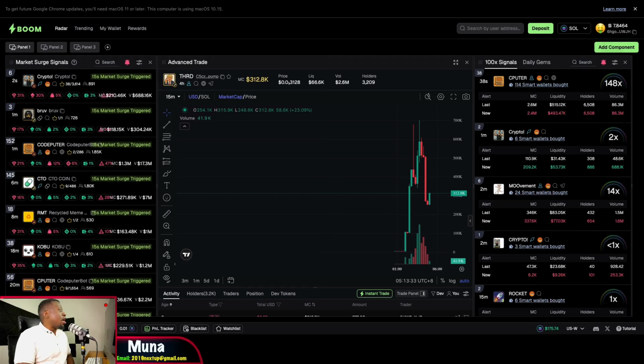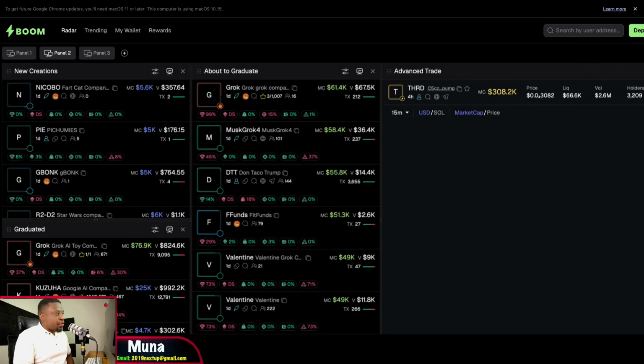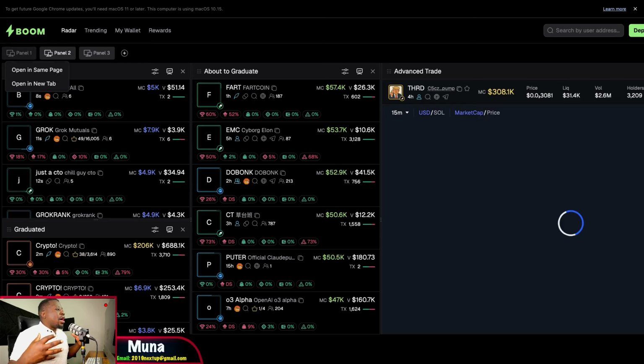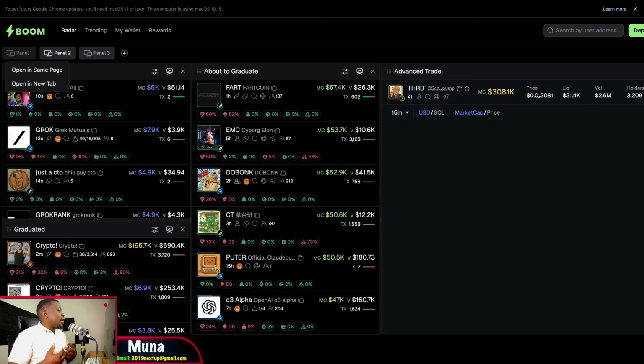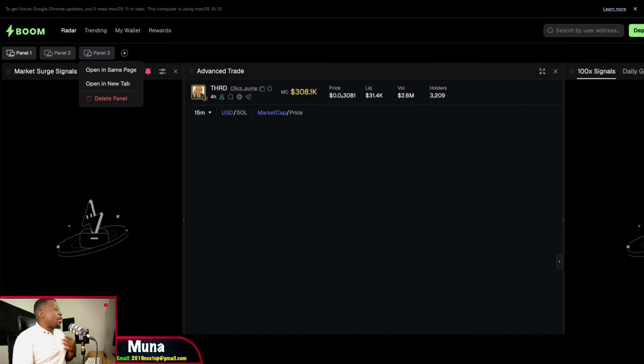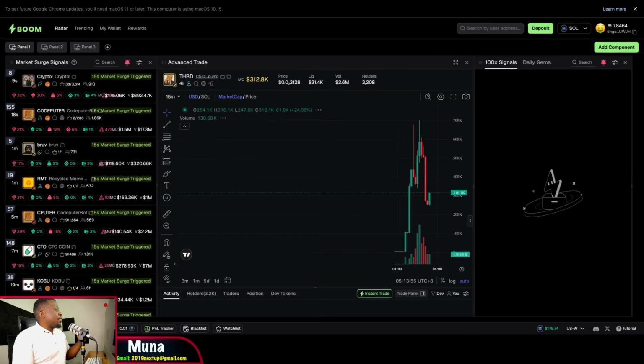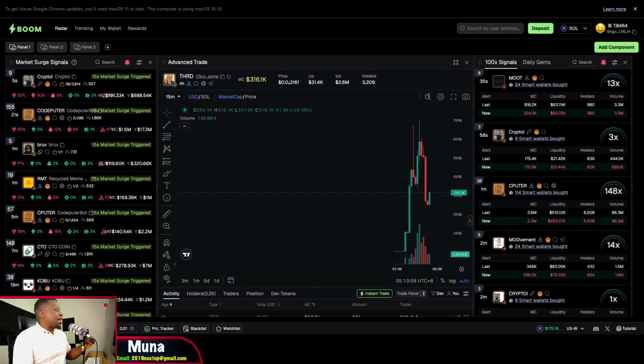So as you can see, there are 3 different panels. So you can, let's say for example, switch from one panel to the other. This is a very customizable real estate type of scenario that really allows you to focus on specific things. On a personal level, I specifically trade the market surge signal, and the only thing that I concentrate on is the market surge. So I've got the advanced trade and the market surge.